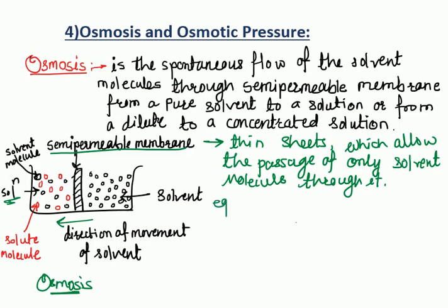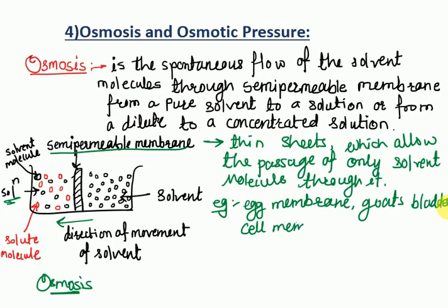Semi-permeable membranes are naturally available, and we can also synthesize them in the lab. For example, the egg membrane is a naturally available semi-permeable membrane. Then goat's bladder and cell membrane also allow the flow of solvent only. These are the naturally available semi-permeable membranes.